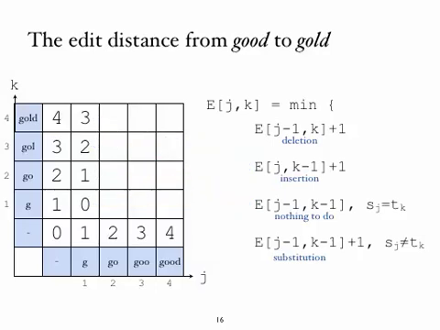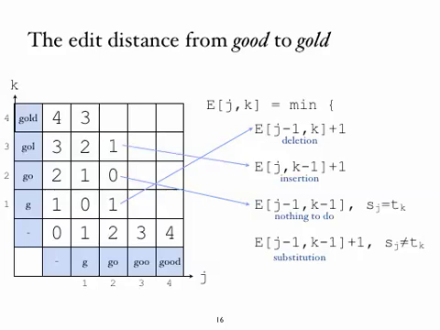Now let's look at the next column. To go from GO to G, that is, to go from GO along the J-axis to the substring G along the K-axis, we need to do one deletion. We delete the O. To go from GO to GO, these two substrings are identical, so we don't need to do anything. So the edit distance is 0.